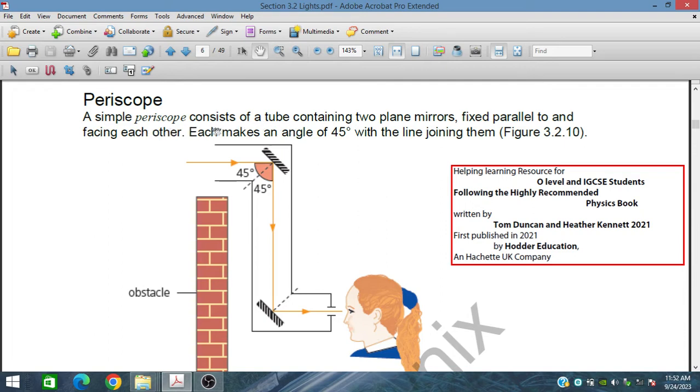It consists of a tube which contains two plane mirrors. One plane mirror is here and the second plane mirror is here, fixed parallel to and facing each other. Each makes an angle of 45 degrees with the line joining them, like this. And figure 3.210 shows this.